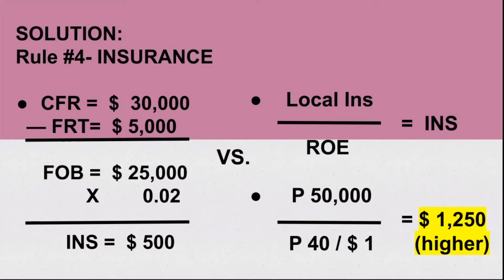On the right side, we have the local insurance. Divide it by the rate of exchange to get the insurance. So our local insurance is 50,000 pesos, divided by the rate of exchange of 40 pesos to $1. And then we have $1,250. So, as you can see, $1,250 is higher. So, since this is higher, this is our dutiable insurance for this problem.